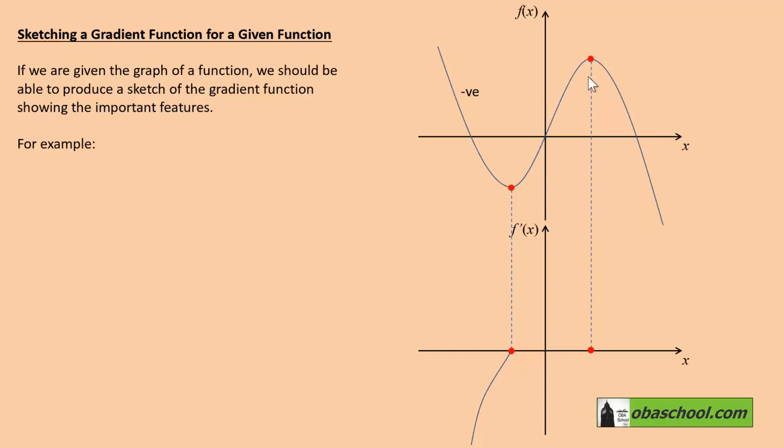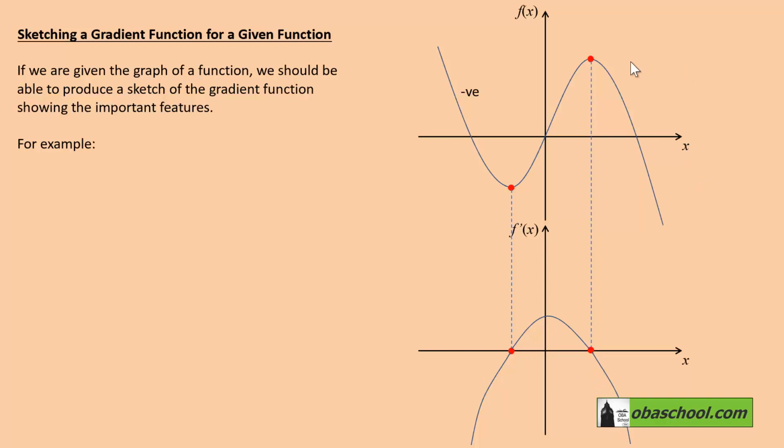Now between this minimum and the maximum, the gradient is positive. So it's going to be above the axis. Now from 0 it gets steeper, so more positive, and then goes back to 0 again, which is why it has this shape on the gradient function.